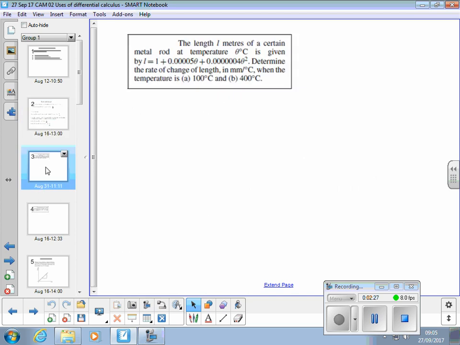So in terms of looking at a problem, first problem of the week: the length L meters of a certain metal rod at temperature theta degrees C is given by the formula given there. I'm not going to read out all them numbers. Determine the rate of change of length in millimeters per degree C when the temperature is 100 degrees C and when the temperature is 400 degrees C. So what's the first thing we have to do to solve that problem?